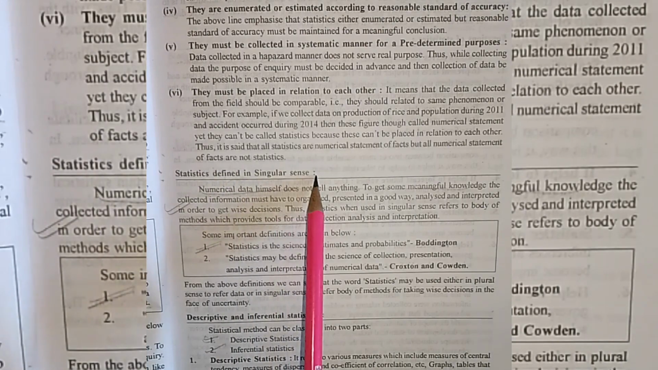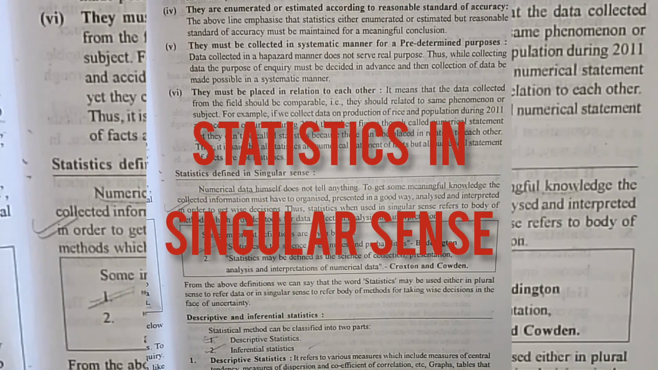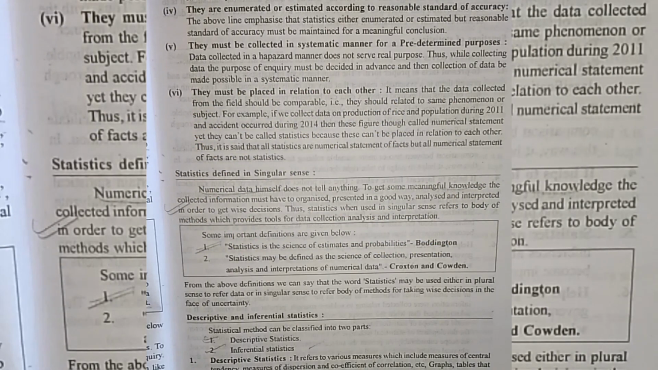Statistics defined in singular sense. Numerical data by itself doesn't tell anything. To get some meaningful knowledge, the collected information must be organized, presented in a good way, analyzed and interpreted in order to make wise decisions. Thus, statistics when used in singular sense refers to a body of methods which provides tools for data collection, analysis and interpretation. Some of the important definitions are given by Boddington, Croxton and Cowden.